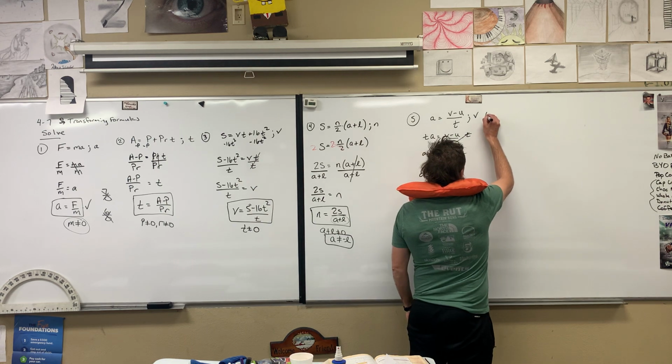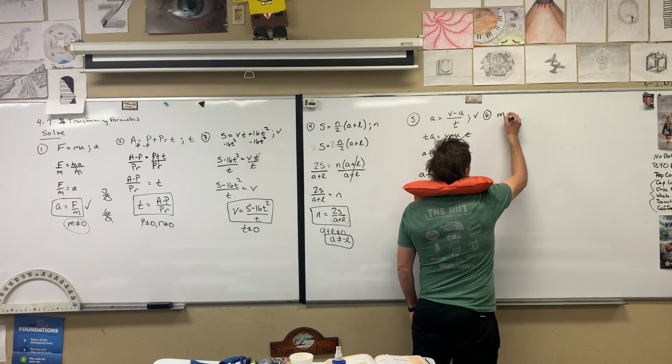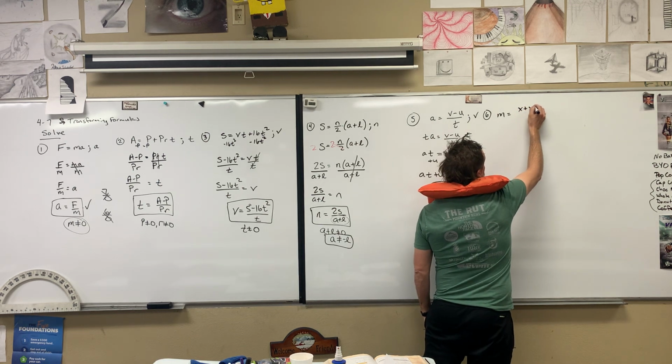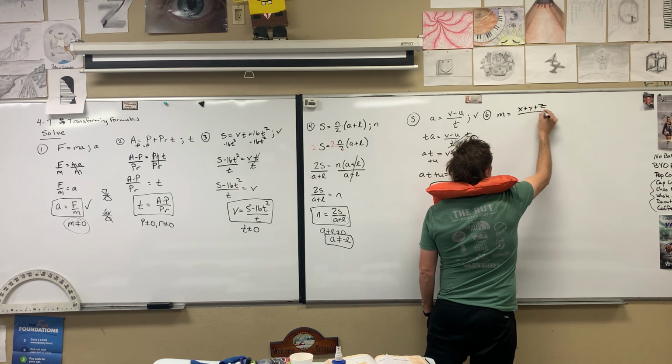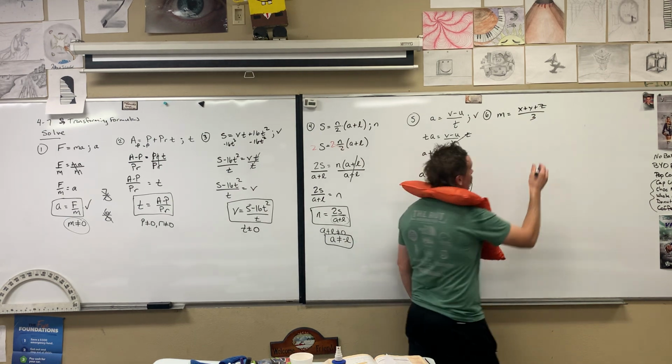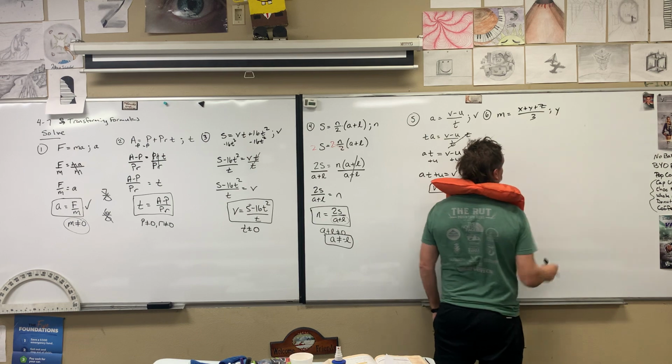Let's do maybe just 2 more possibly. M equals (x plus y plus z) all over 3, and you are going to solve for y. Okay, so we're solving for y.